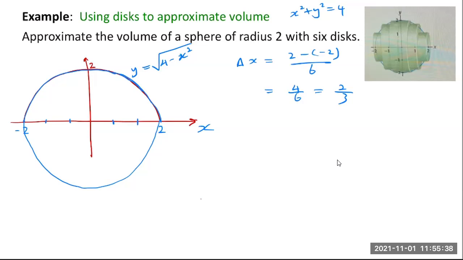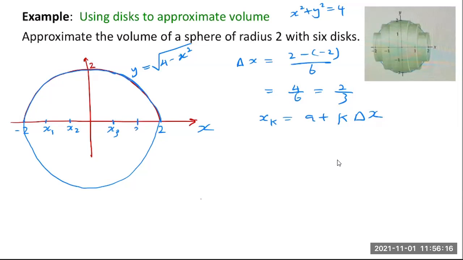Now I can find these points. I can find each of these points by adding delta x to this number, I will get this one. And by adding 2 delta x to this number, I get this point, and so on and so forth. In fact, we have a formula for that. Xk is given by a plus k delta x. Delta x is 2 over 3, I can plug that in here. This is x1. This is x2.